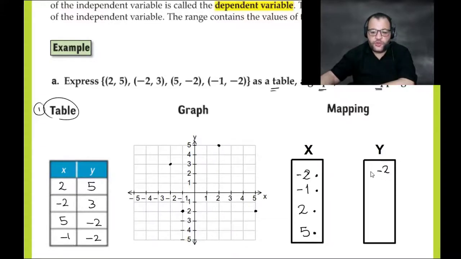For Y, the first number is negative 2. If you write without using order, that's right, no problem. The second number is 3. The third number is 5. The order is not important, and I don't repeat elements more than one time.